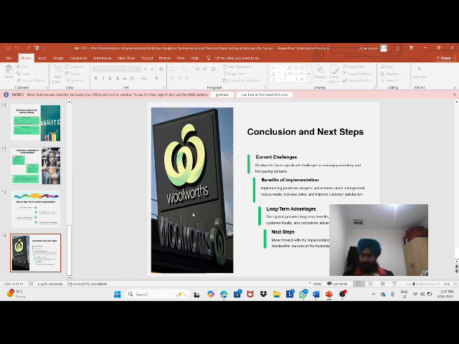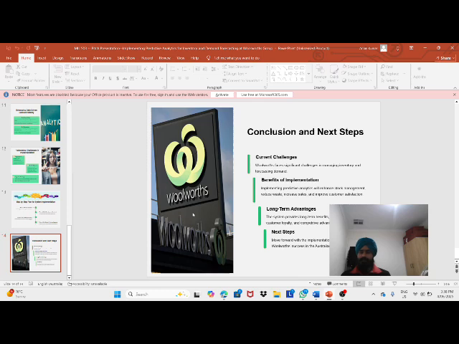The current challenge is that Woolworths can face significant difficulty in managing inventory and forecasting demand. So it could give them proper insights to save themselves from over and under stock of inventory. It can give economic growth for the company.